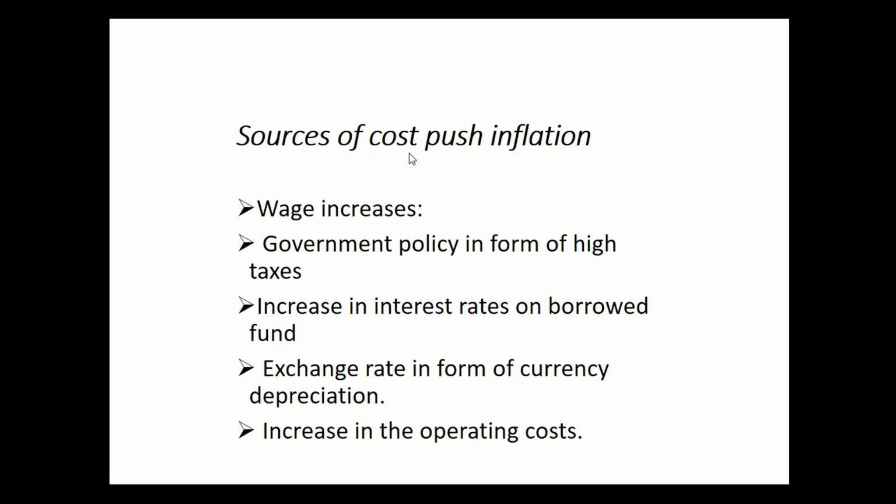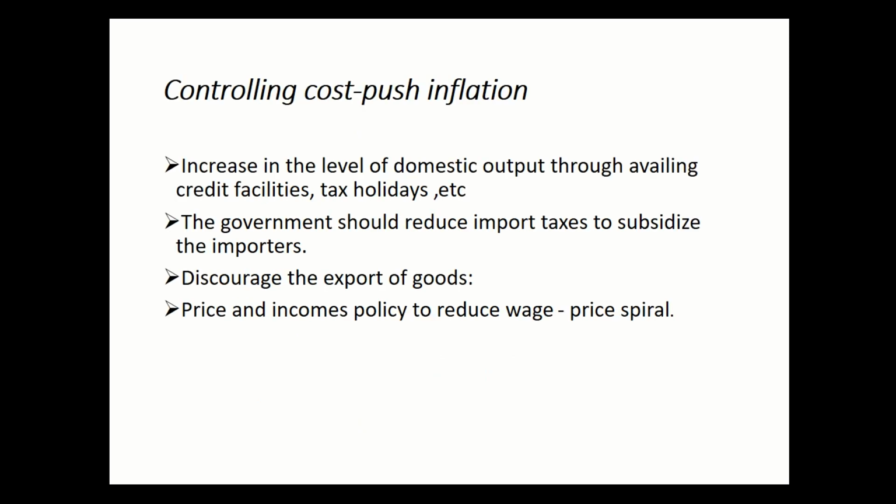There are some sources or causes of cost push inflation. There is wage increase. There is government policy in the form of high taxes, here meaning taxes on the producers. There is an increase in interest rates on borrowed funds. There is the exchange rate in the form of currency depreciation, and the increase in operating costs. All those listed causes increase the cost of production to the producers, which causes the producers to increase the price to cover the cost incurred in the production process.